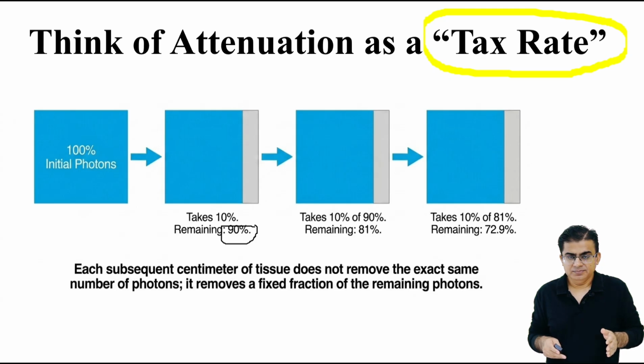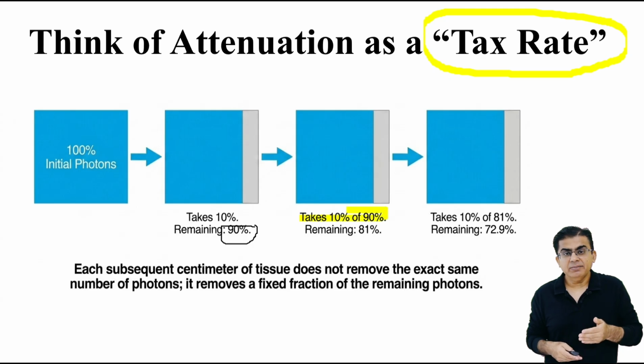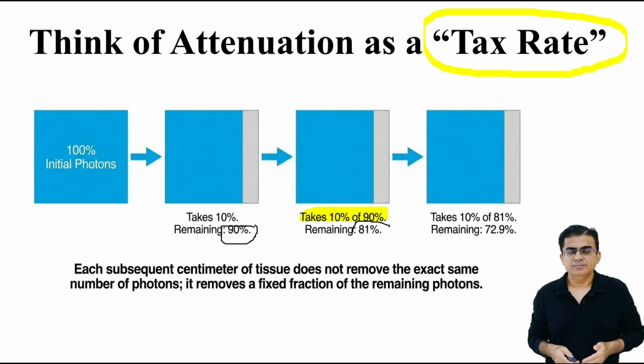Until this point, maths is easy. Now the beam travels through the next 1 centimeter of tissue. Here is where you must pay close attention. The tissue does not subtract another flat 10 photons. Rather, it subtracts 10% of the remaining 90%. 10% of the remaining 90 is only 9. So 90 minus 9 leaves you with exactly 81%.